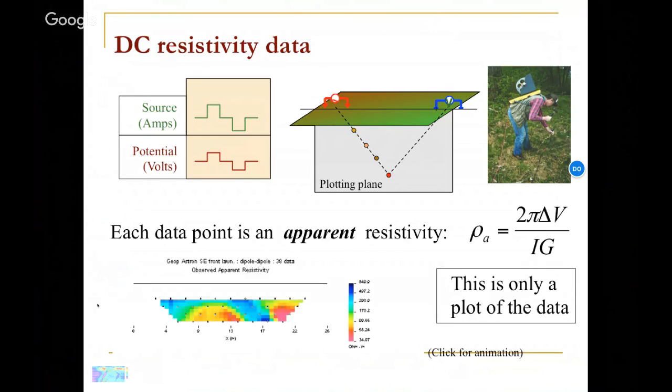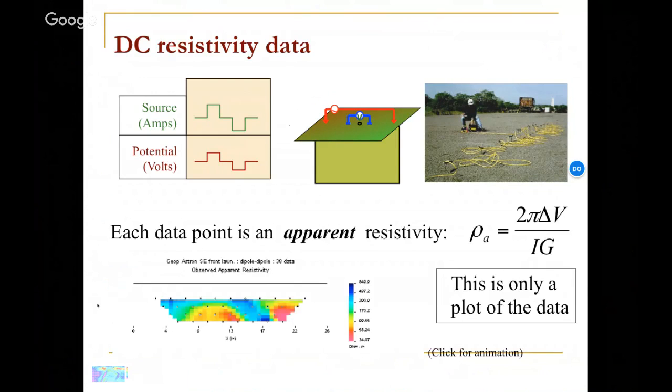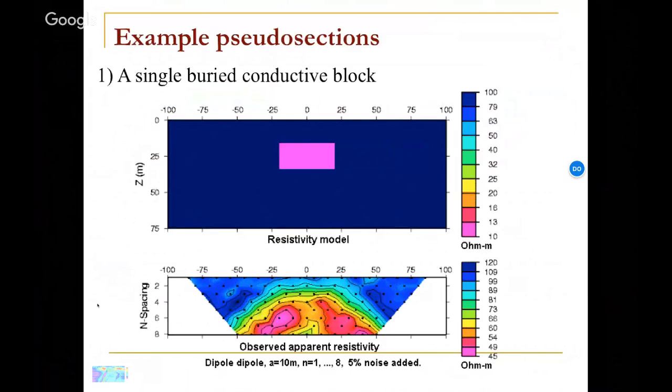So how many people have actually seen a pseudo section? One, just one? No, one, not bad. So for anybody who's done a DC-IP experiment, this is generally, at least traditionally, the way the data are plotted. At least that's in surveys in which the data are collected along a line. So your currents and potential electrodes are all on the same line. That was a plot of the data.